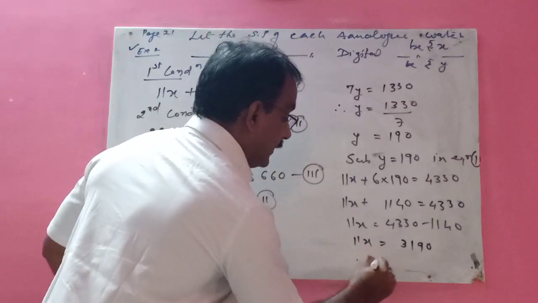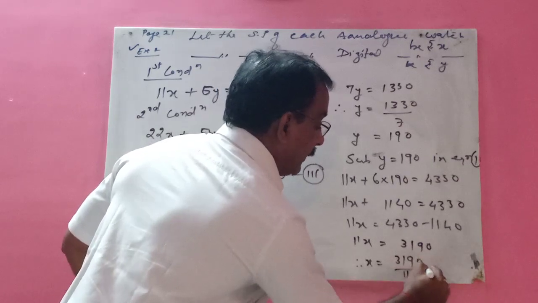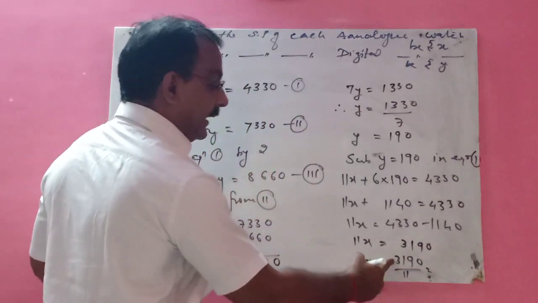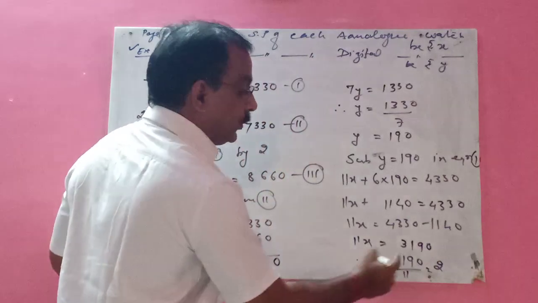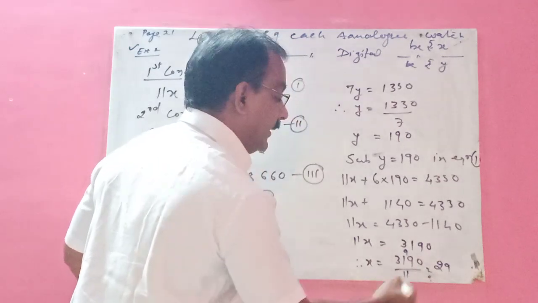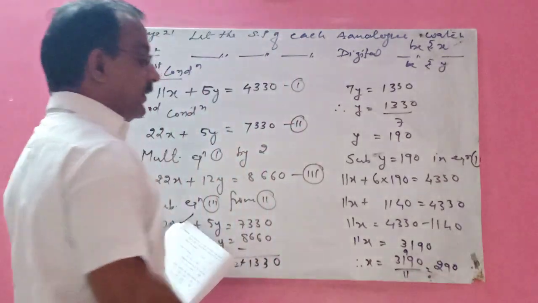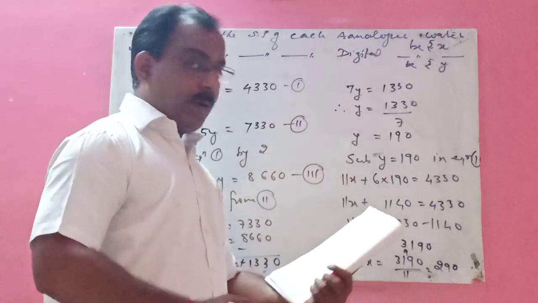11x. Therefore, x is equal to 3190 divided by 11. If you do the division here, 11 2s are 22, 31 minus 22 is 9, so 99, 11 9s are 99, and 11 zeros are 0. So x is equal to 290 and y is equal to 190.